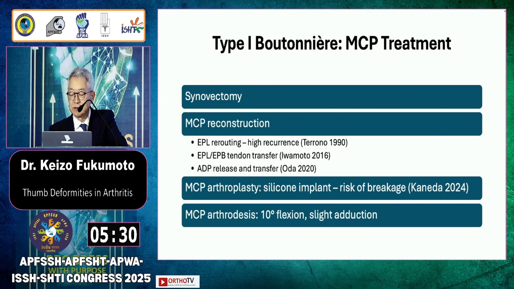Oda reported release and transfer of the ADP to prevent recurrence of the MCP contracture. If the joint is already destroyed, we can do arthroplasty with a silicone implant, but implant breakage is a concern. Another option is MCP arthrodesis, usually at around 10 degrees of flexion and slightly adducted.